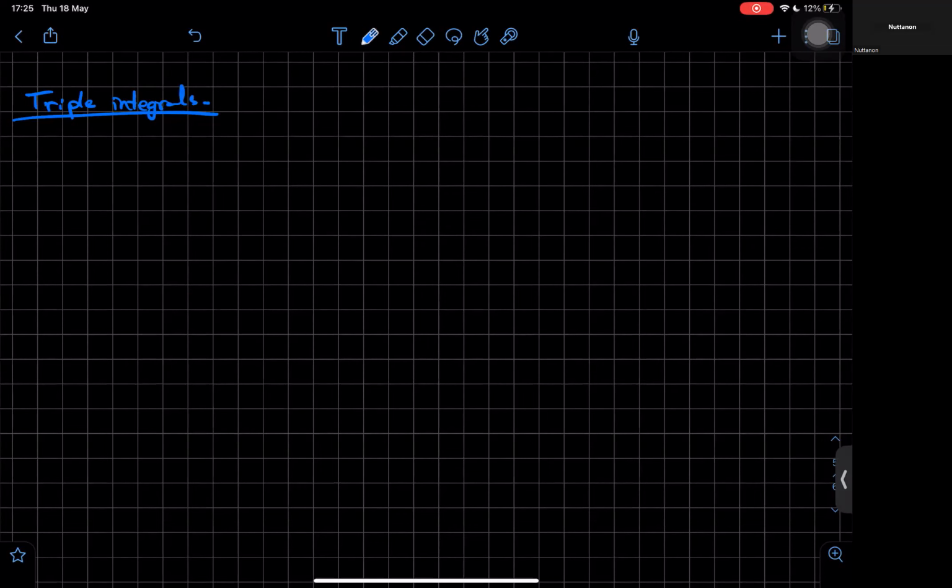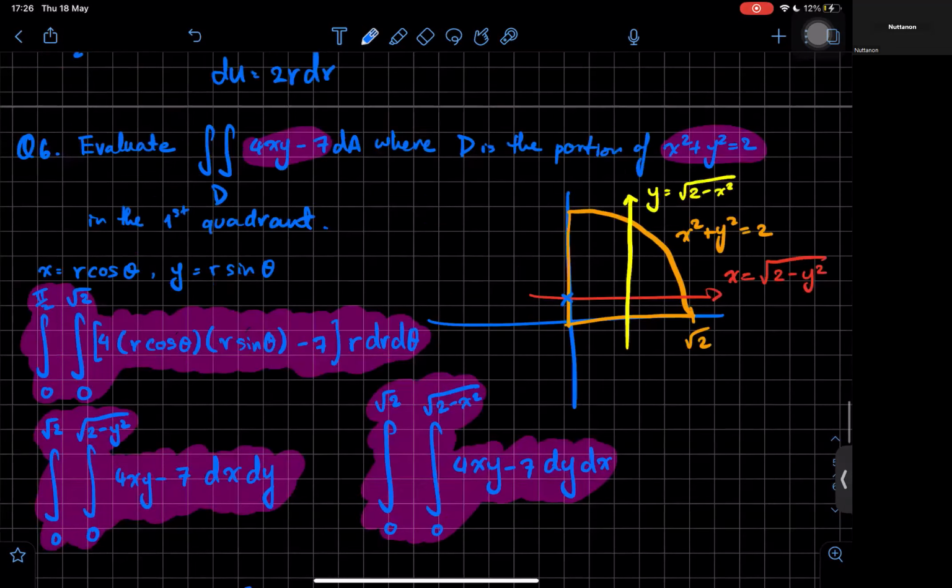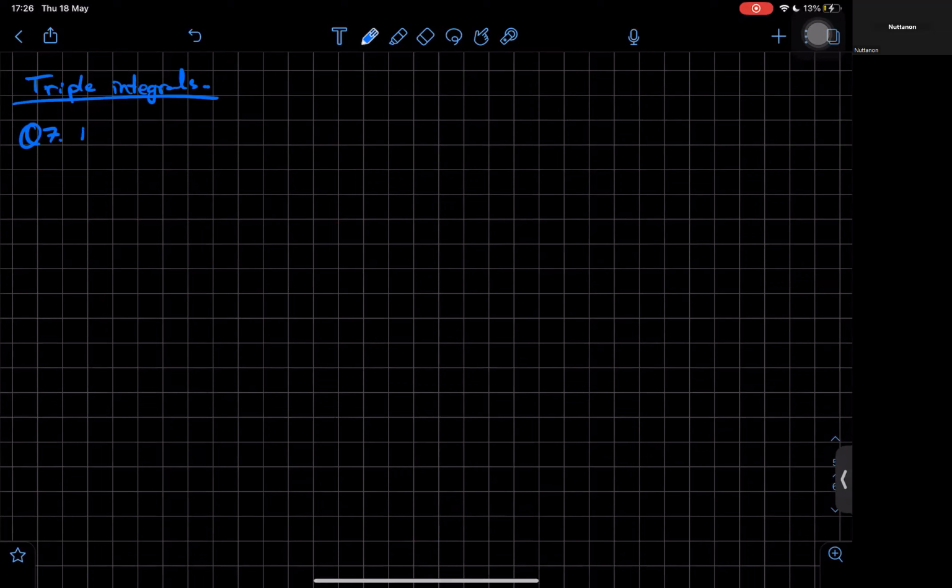The triple integral will be a bit harder to visualize. So, question 7. I'm not sure that you already learned 3D surfaces, right? The cone, the paraboloid, ellipsoid, sphere, something like that. You need that to draw the region in the triple integral.